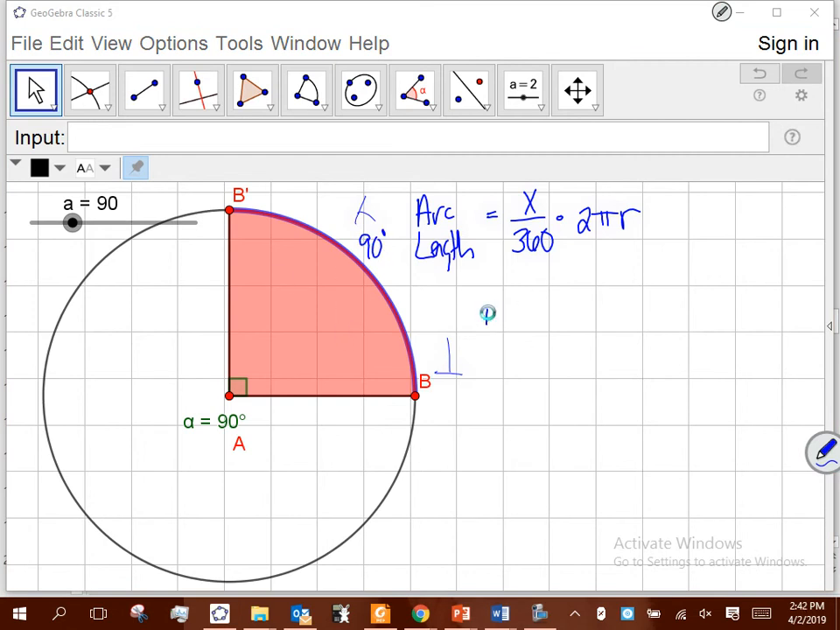So now if I want to find the area of, now this region is called a sector. Area of a sector. It's still x over 360 times, now instead of circumference, we're now talking about area, right? So pi r squared. So we're multiplying pi r squared, multiplying your area by a number between 0 and 1, and that's going to then give you the portion of the circle's area that you're interested in. Okay?